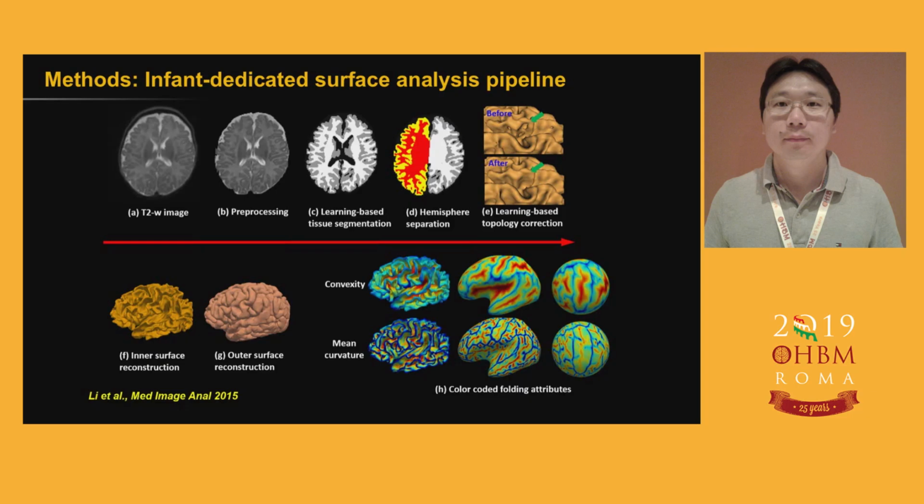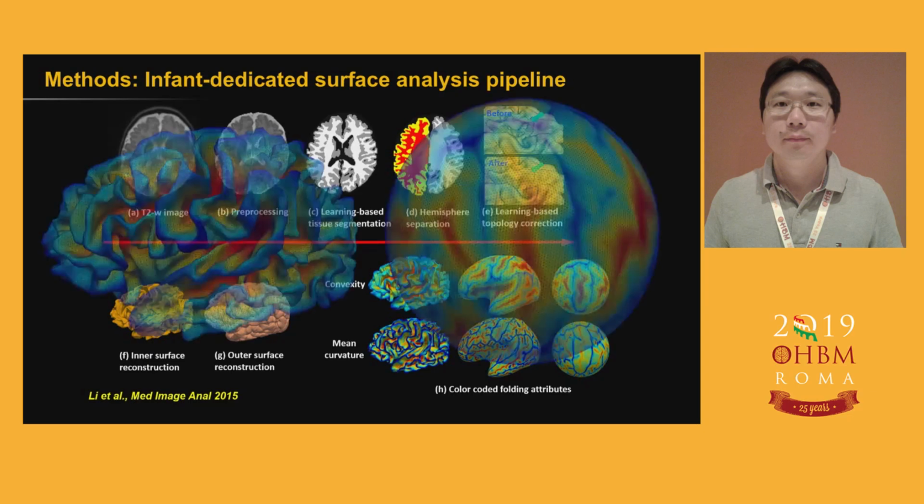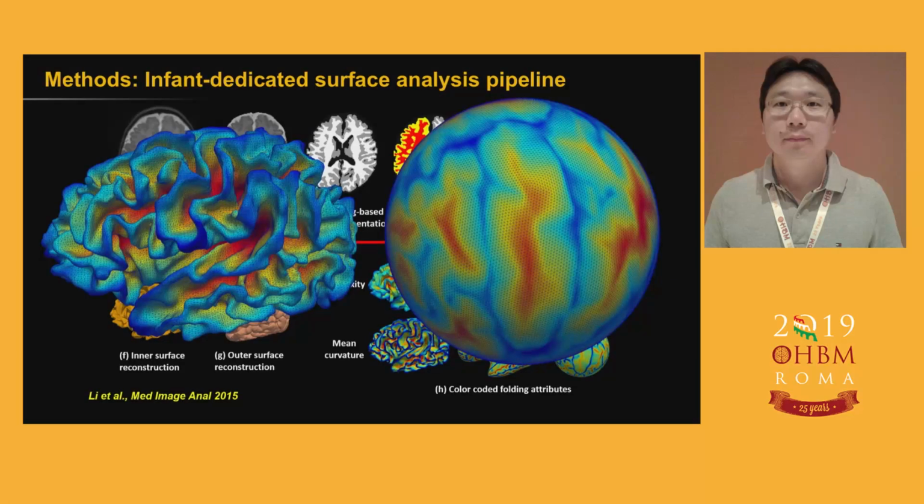After that, we will calculate cortical attributes: average convexity, mean curvature, gyrification, sulcal depth, and cortical thickness. We will also map everything onto a spherical space for our atlas construction. All those cortical surfaces are represented by a triangle mesh. There is one-to-one correspondence between the inner surface and its spherical surface.